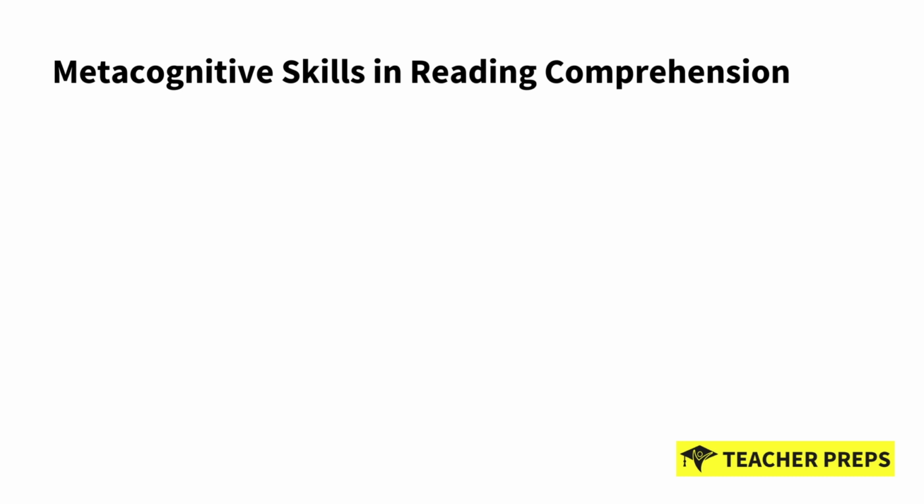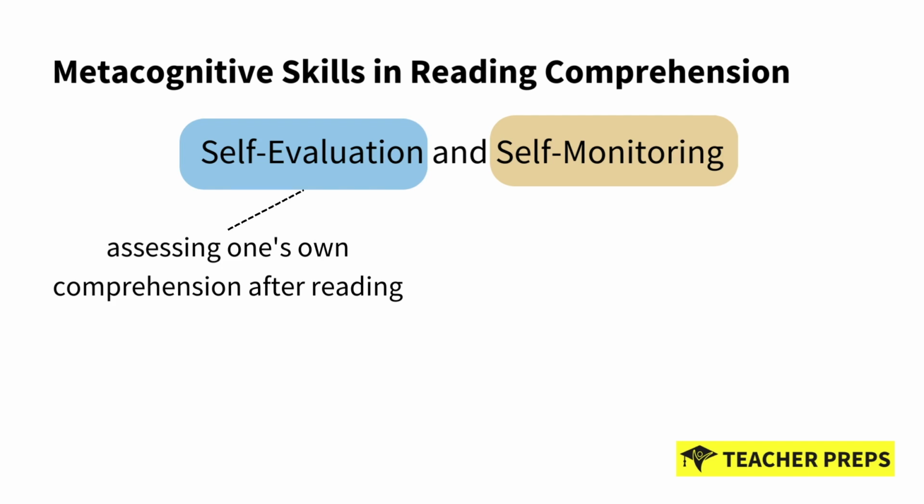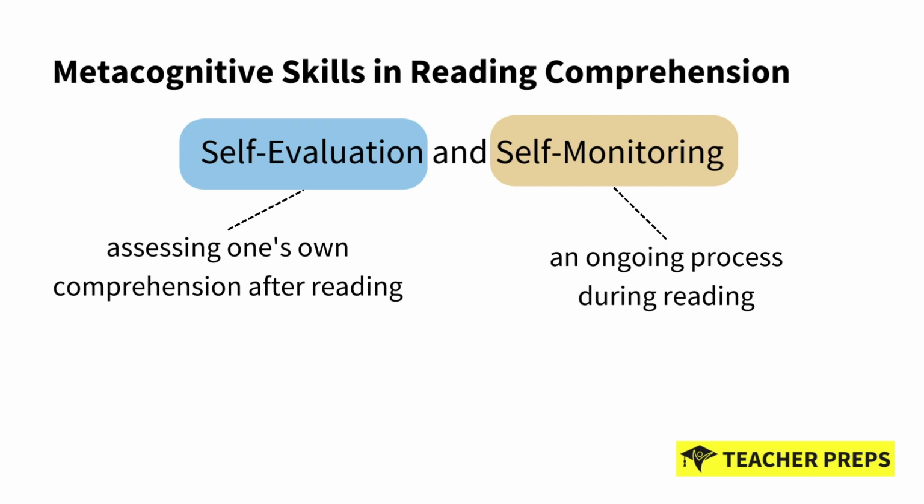Now, within metacognition, there are two skills we need to discuss next: self evaluation and self monitoring. Self evaluation involves assessing one's own comprehension after reading. And self monitoring is an ongoing process during reading. A student actively checks their understanding while reading, looking out for confusion, and making adjustments as necessary.